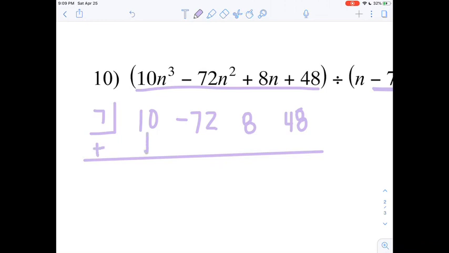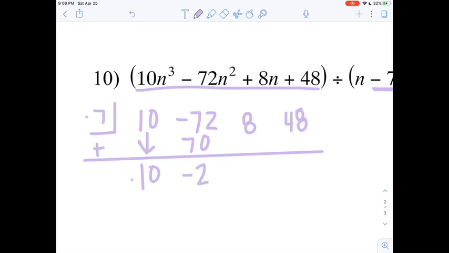I'm going to put my addition sign. Always make sure to drop this first number below the line. Do not forget that step. So this first number always below the line. Okay, then you're going to multiply the number below the line to the number in the box. So 7 times 10, that's positive 70. Then you're going to add those two numbers together.